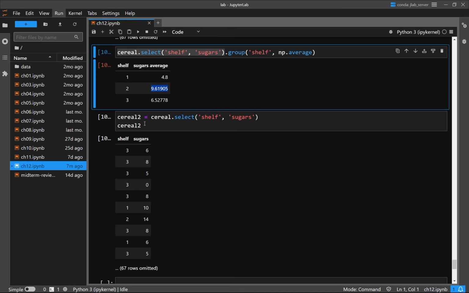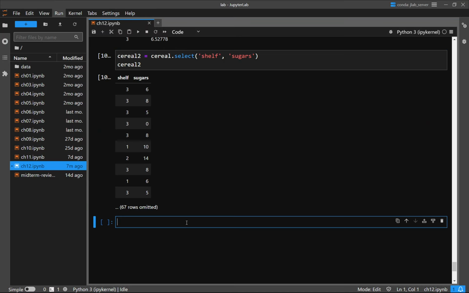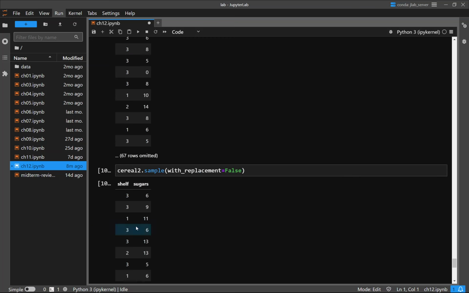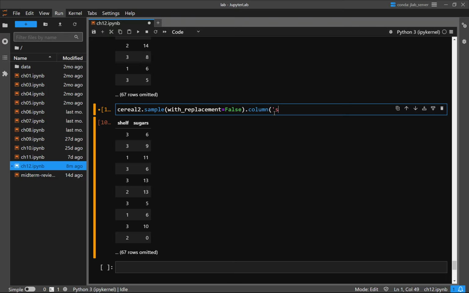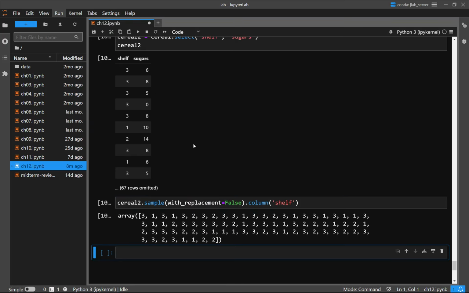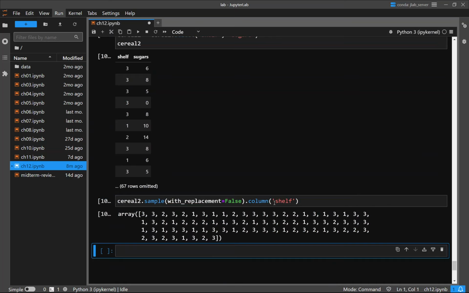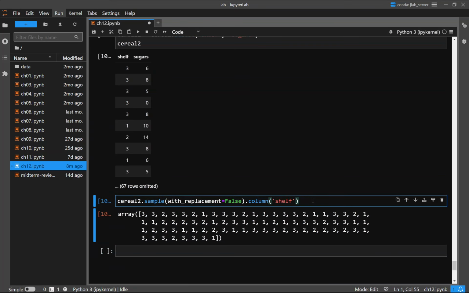I'll use this serial 2 table because it's a little bit shorter. I want to shuffle the shelf. So I want to take a sample of the whole table without replacement, because that would give me a new arrangement of these rows. And then I just want to take the shelf column out of that, because that will give me a new arrangement of these shelves. If I do this again, I get a different order, right? Different order, different order. This time it goes 1, 2, 1 instead of 3.